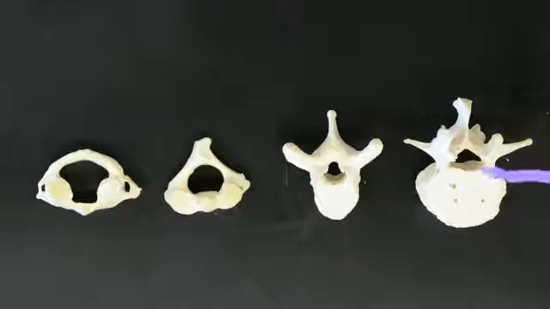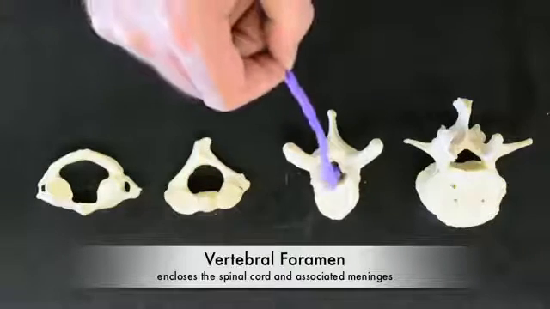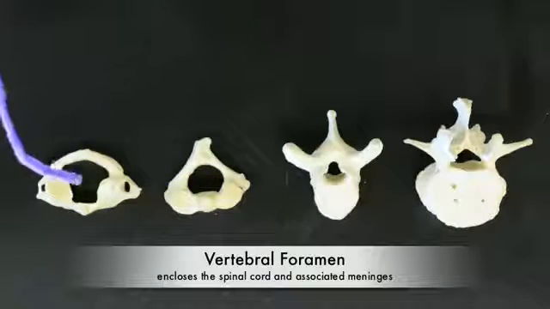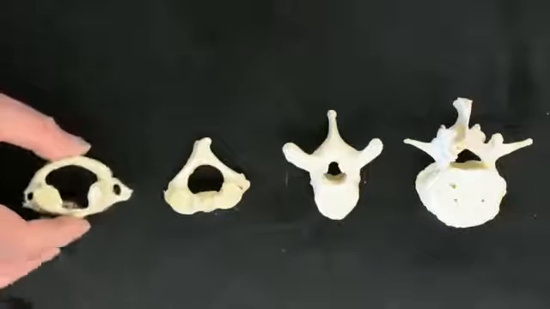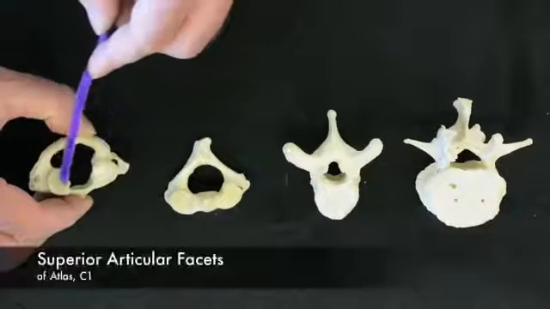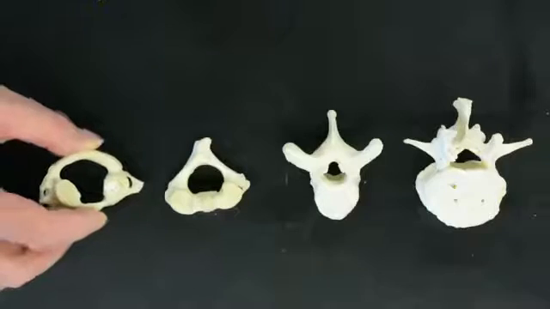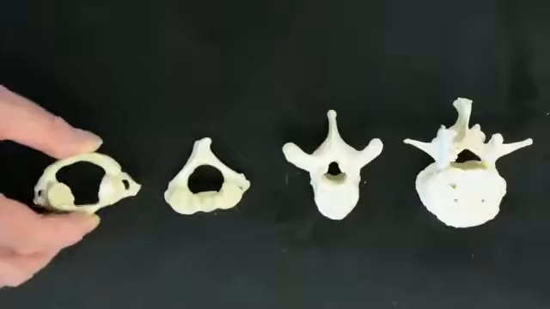The hole that the spinal cord runs through is called the vertebral foramen. So we can see it here on the lumbar vertebrae, here on the thoracic, and it's quite obvious on axis and Atlas. We also have superior and inferior articulating facets. If we take a look at Atlas here, we can see that the superior articulating facets articulate with the occipital condyles and allow the head to go in the movement of yes.